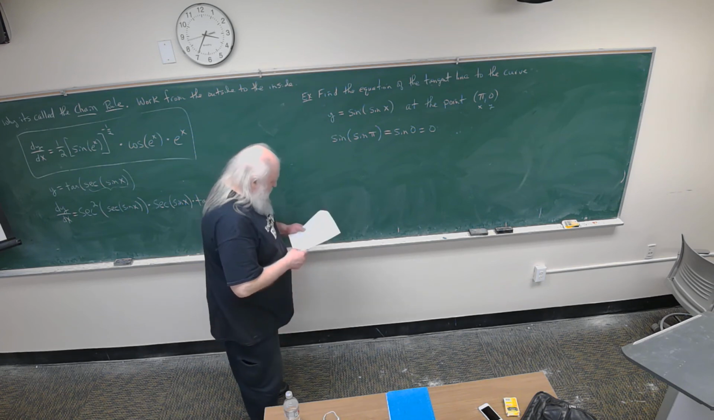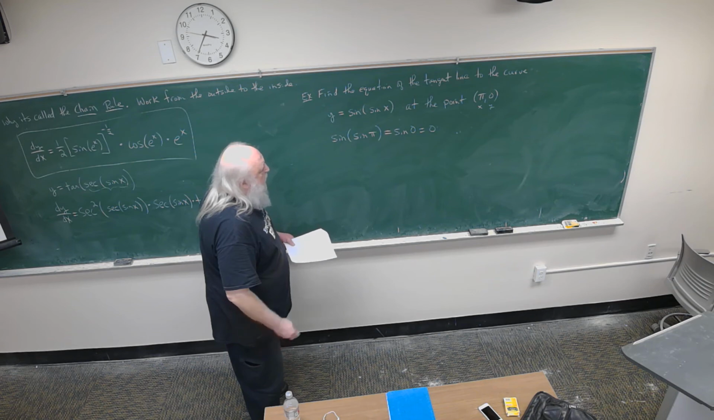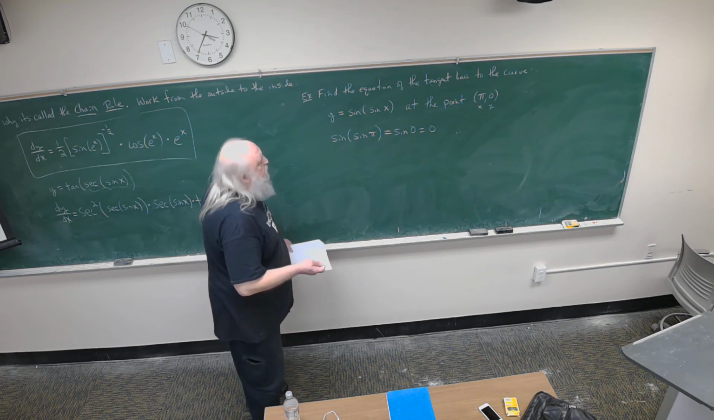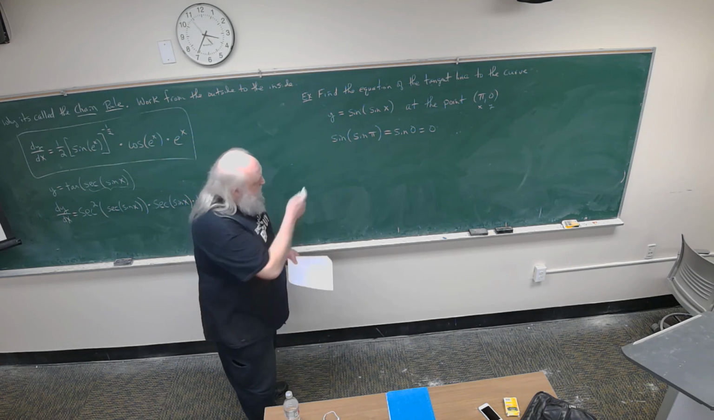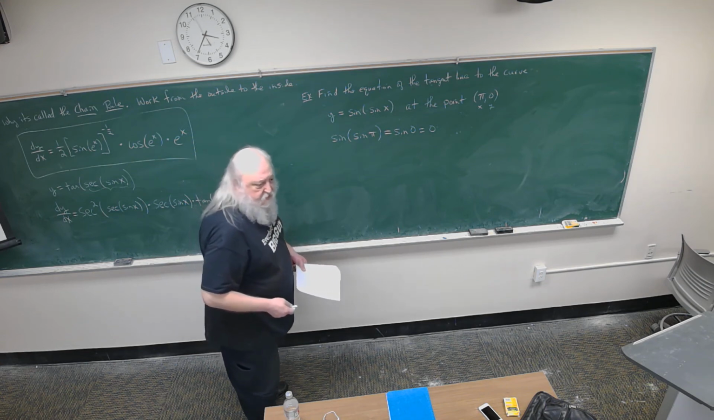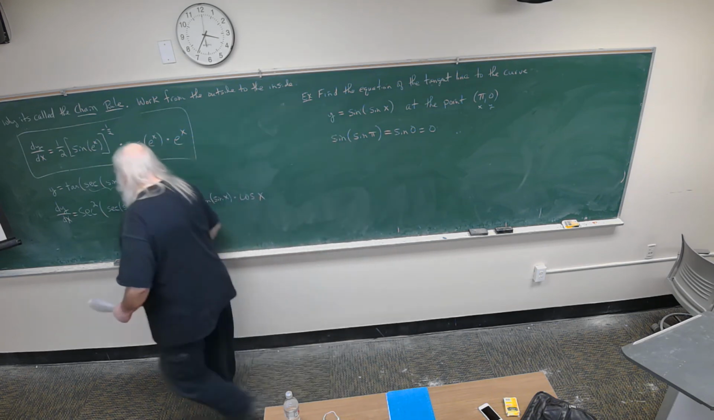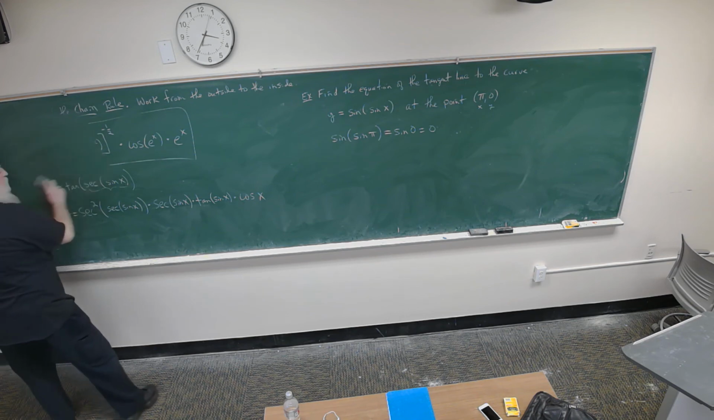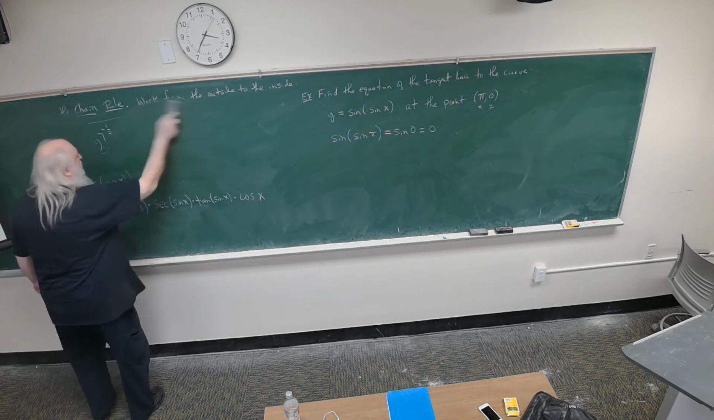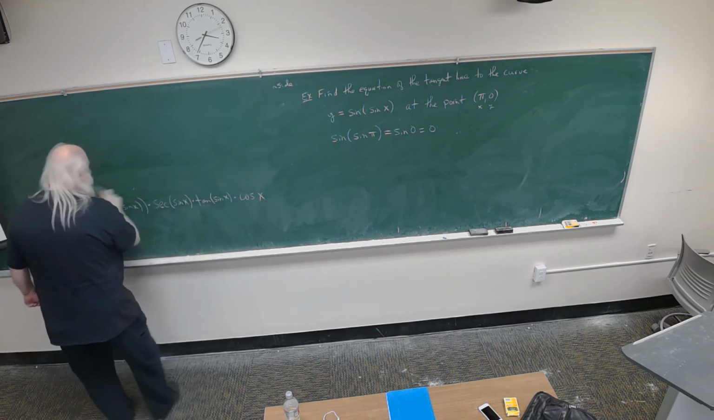Okay. All right. So to find the equation of the tangent line to the curve, you know that the slope of the tangent line and the slope of the curve are the same at the point of tangency, (pi, 0). So we need the derivative of y in order to know what the slope of the tangent line is.